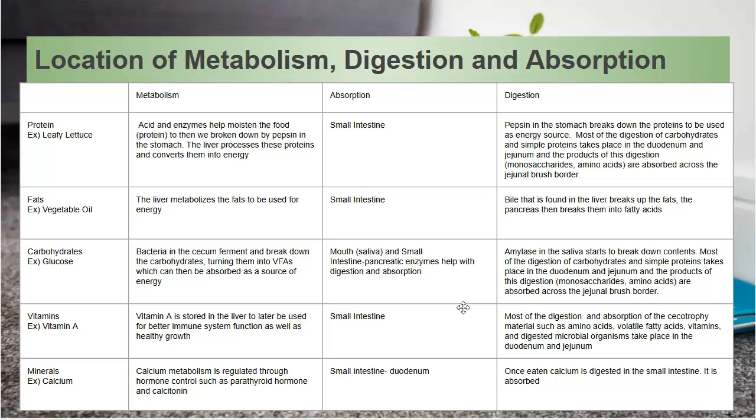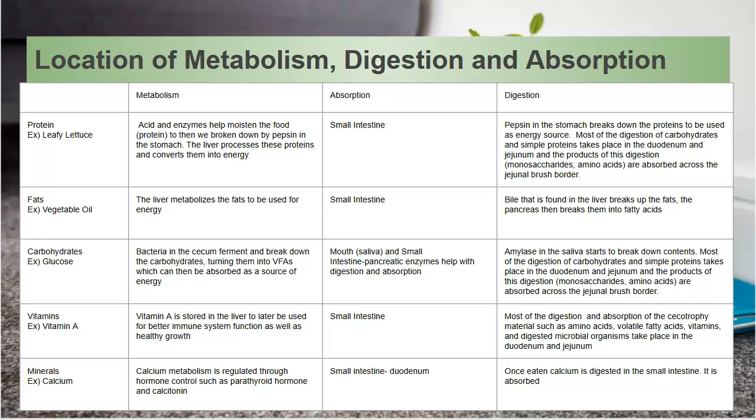So looking at the location of metabolism, digestion, and absorption, starting with the proteins, an example would be like a leafy lettuce. This absorption occurs in the small intestine. Digestion: pepsin in the stomach breaks down the proteins to be used as an energy source.